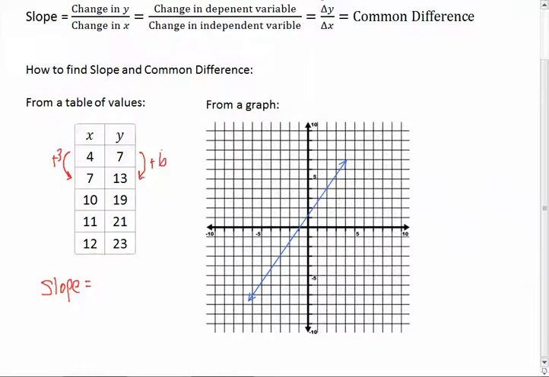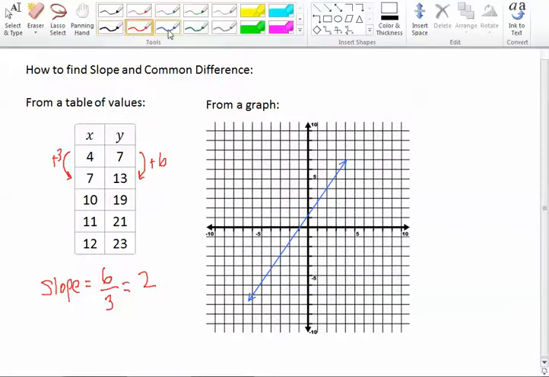Go slower, go slower. What's the change in y? 6. Okay, the change in y is 6. What's the change in x? And what's 6 divided by 3? There we go. So for a table of values of a linear relation, all you have to do is take the change in y over change in x. And the neat thing is it doesn't matter which pairing you use.